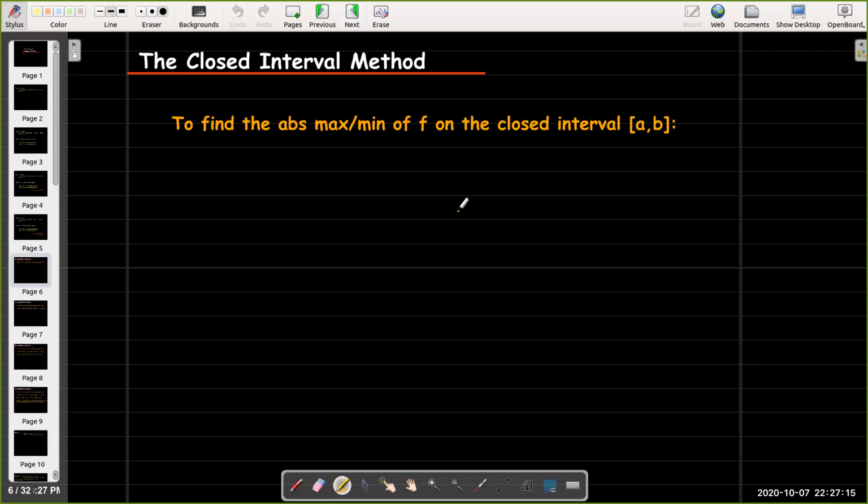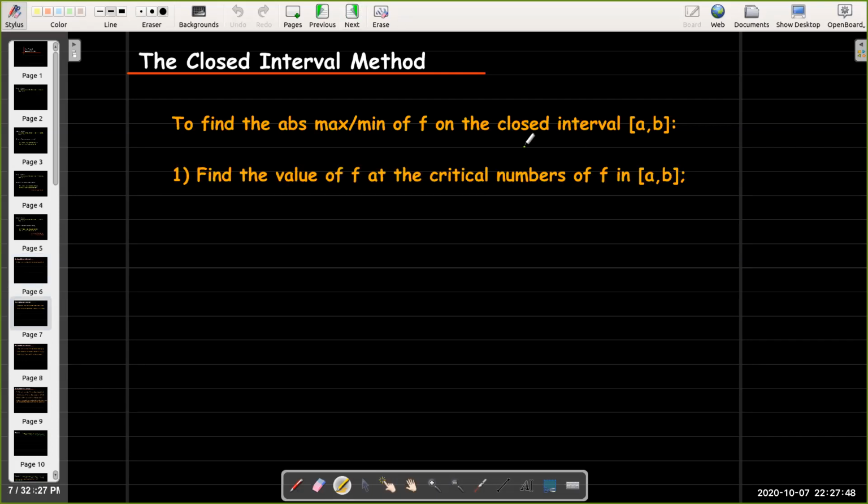So that's going to help us find the absolute max and the absolute min of a function f on a closed interval. Recall that the extreme value theorem guaranteed that we could find an absolute max and an absolute min if the function f were continuous, but it didn't give us any method to find it. And this is our method now.